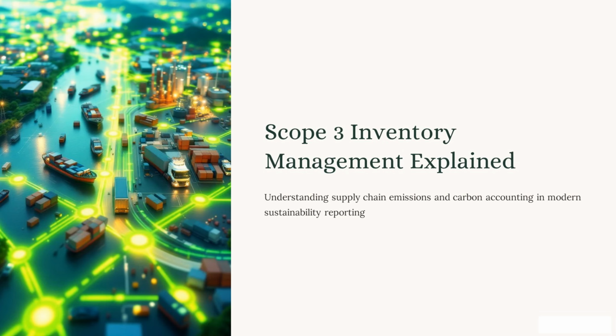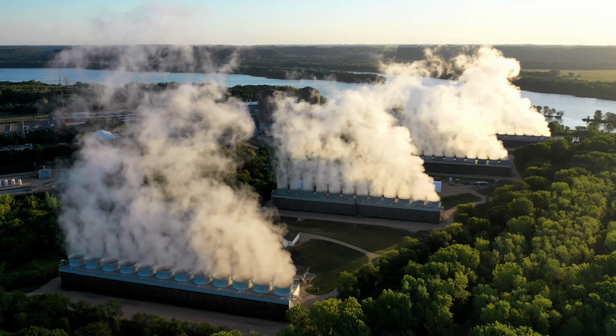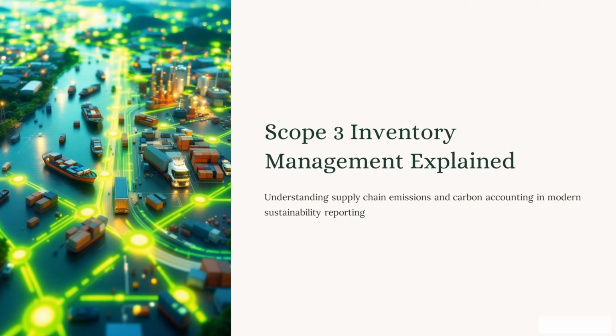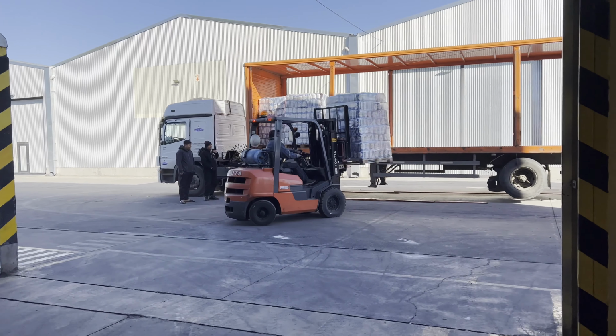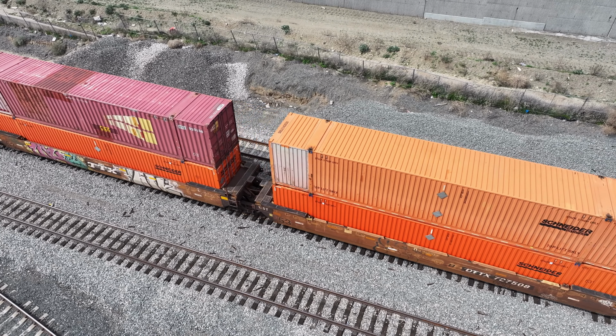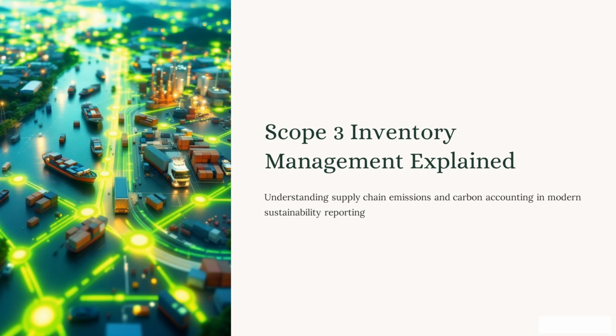Hello. When we talk about greenhouse gas emission from companies, most people think about emissions from factories, power consumption, or fuel used in company vehicles. But surprisingly, in many industries, more than 70 to 80% of total emission actually occur outside the company's direct operations. These emissions come from supplier, transportation, products, product use, and even waste disposal.